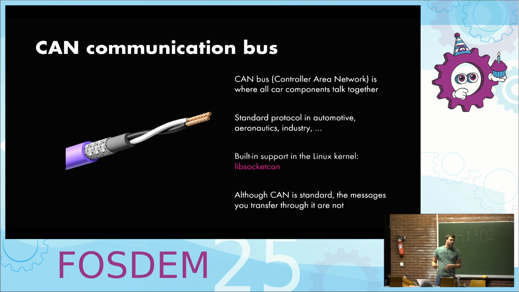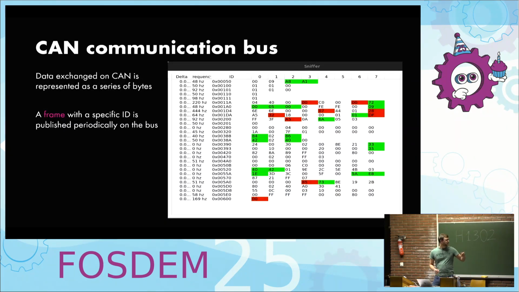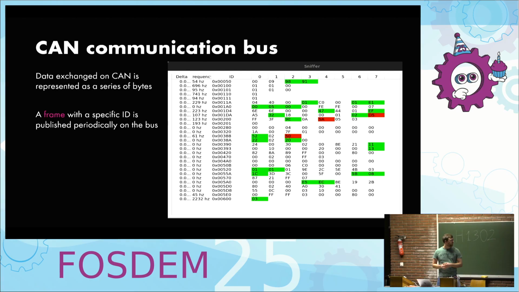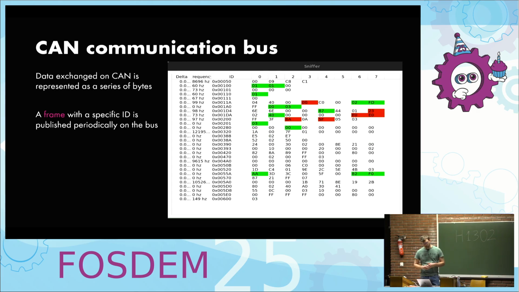The way to send frames on that bus is standard, but the content of the data, the values that are sent, are not at all. And of course, car manufacturers are not providing any kind of documentation. So this is what CAN bus frames look like. Here you have a list of frames that are exchanged on the bus of the Polo, with their IDs and the frequency at which they are emitted. It's broadcast, so all the components can receive all the frames. And then you have the raw bytes that you have to make sense of.